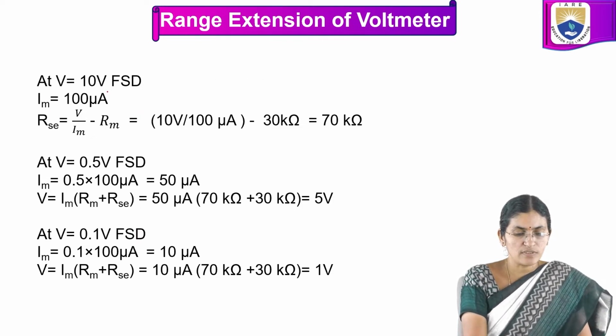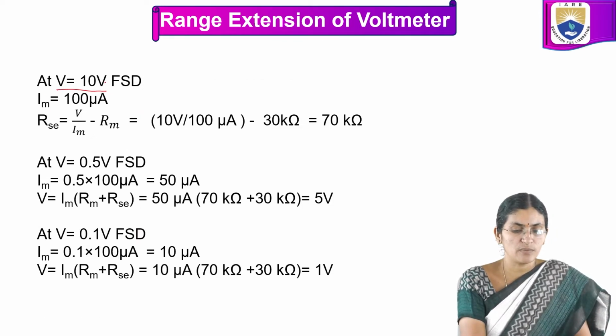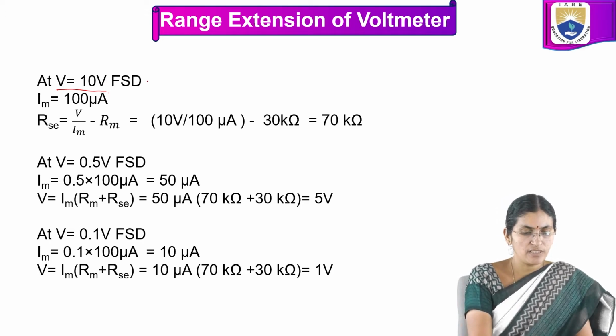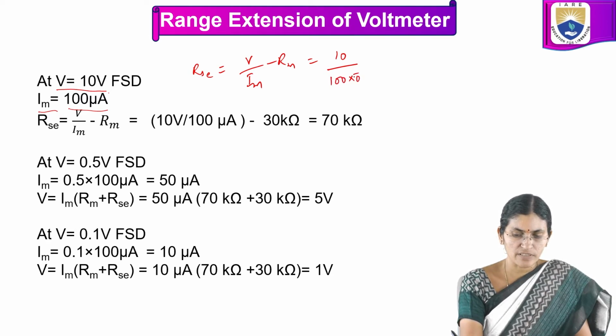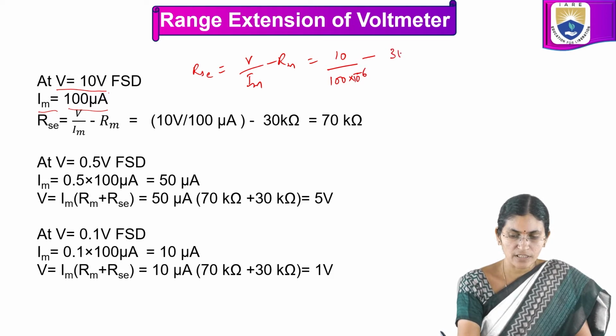So at 10 volts, the full range voltage of the instrument is 10 volts at full scale deflection, that is, Im is equal to 100 microamperes. With this data given, Rsc is equal to V by Im minus Rm. So we have the value of V, that is 10, divided by Im, 100 microamperes, which is 10 power minus 6, minus Rm, which is 30 kilo ohms, 10 power 3. So we get this value as 70 kilo ohms.